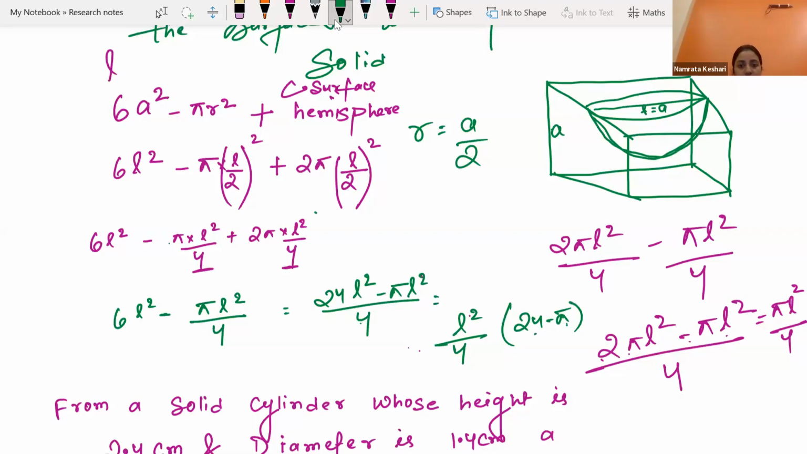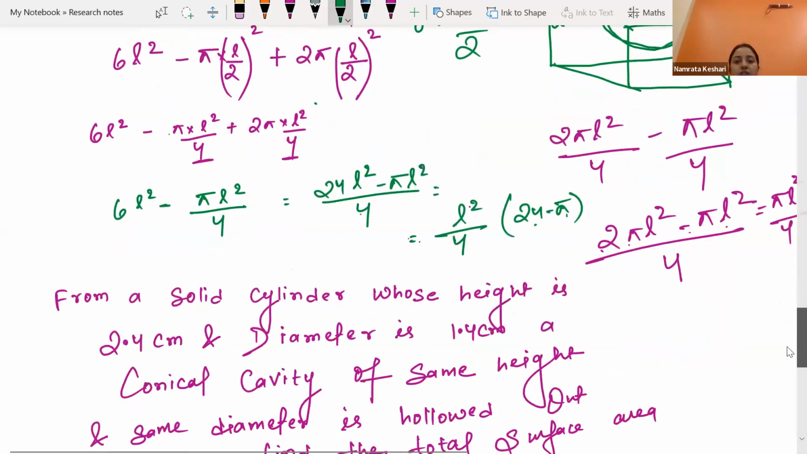Let me check, am I missing anything? No. So now it looks like even if we take the value of pi as 22/7, a little bit of simplification we'll be able to do. More simplification, because 24 minus pi is there. Pi is a number, 24 is a number. So why not? Let's do the simplification.